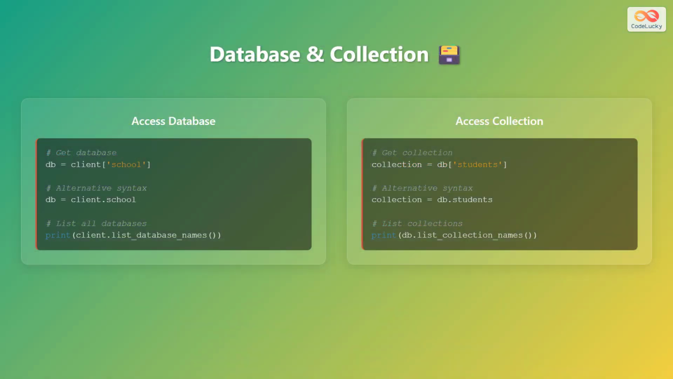Let's explore how to access databases and collections in MongoDB using PyMongo. To access a specific database, you can use the MongoClient instance, followed by square brackets, and the database name as a string. Alternatively, you can use dot notation. For example, client.school. To list all the databases, you can use the list_database_names method. Similarly, to access a collection, you use the database instance, followed by square brackets, and the collection name as a string. Or you can use dot notation such as db.students. To list all the collections in a database, you can use the list_collection_names method.